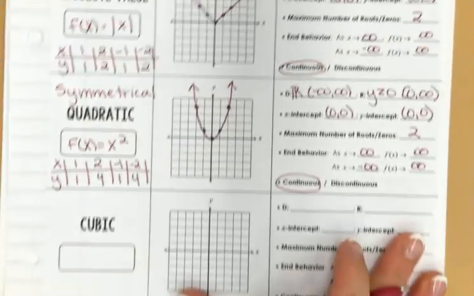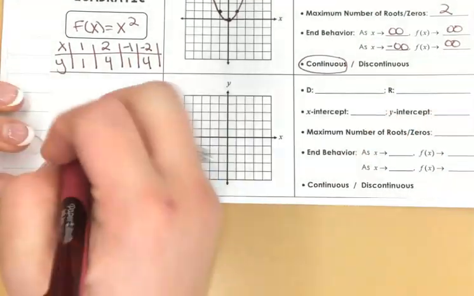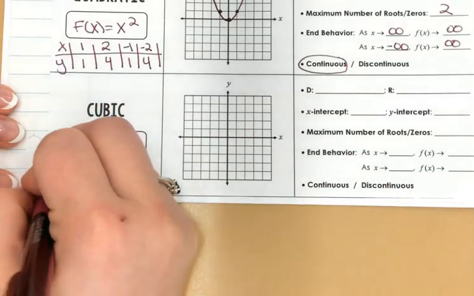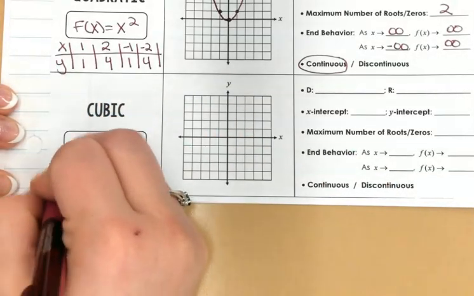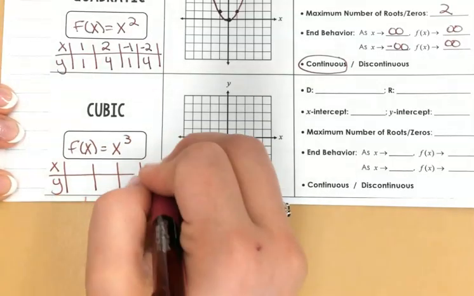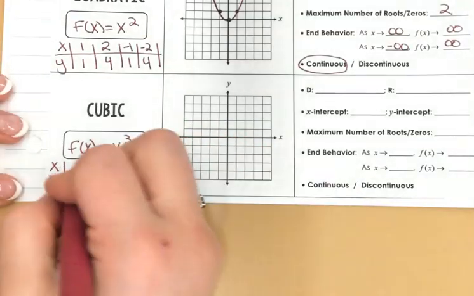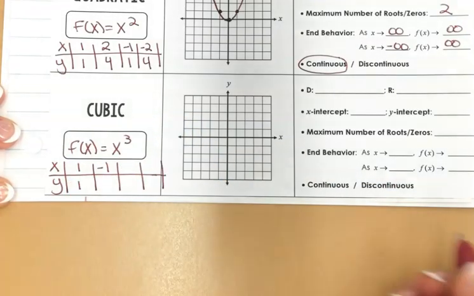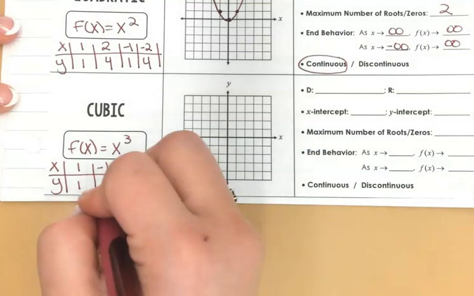Okay, 3 down, 6 to go. On to cubic. This is where f of x is equal to x to the third power. So, putting a couple values into our table so we can graph them. 1 to the third power is positive 1, but negative 1 to the third power is negative 1.